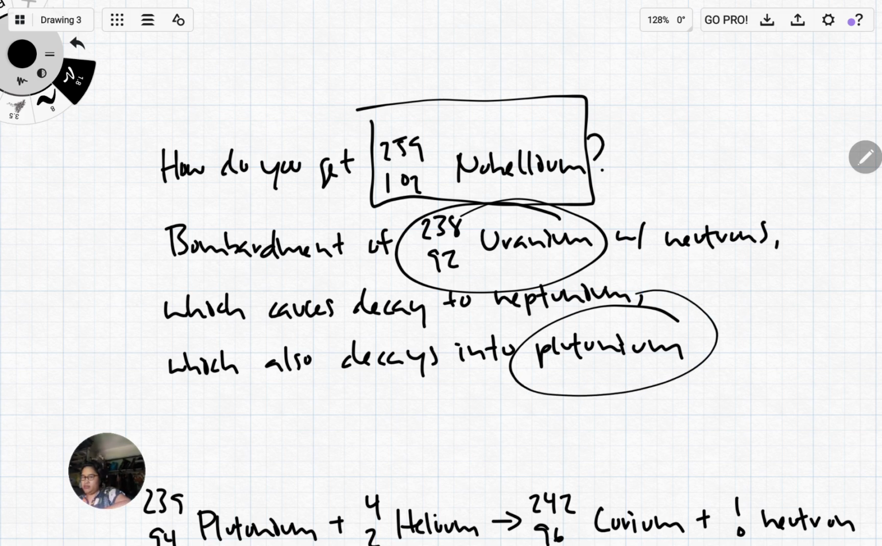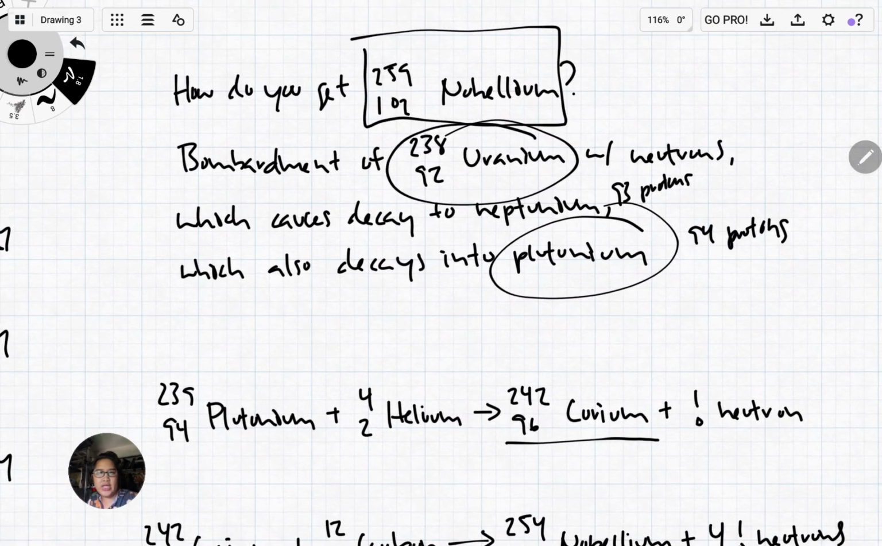And plutonium, let me just double check. Plutonium has 94 protons. And neptunium has 93 protons. Okay. So from here, how do you get from plutonium to nobelium? Protons of plutonium are 94 protons, and nobelium has 102, so we're off by 8 protons.